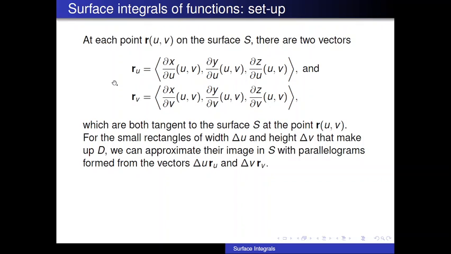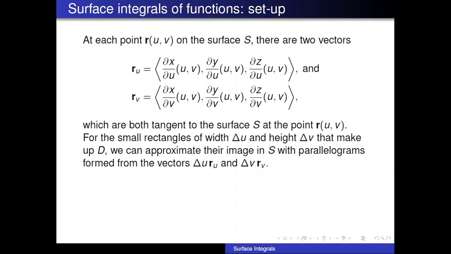And so we'll use those parallelograms to approximate how the function r takes those small rectangles in D into the surface S. So in particular, we'll take these tangent vectors r sub u and r sub v and just rescale them by the small little widths and heights of the little rectangles that we've used to approximate the region D with.